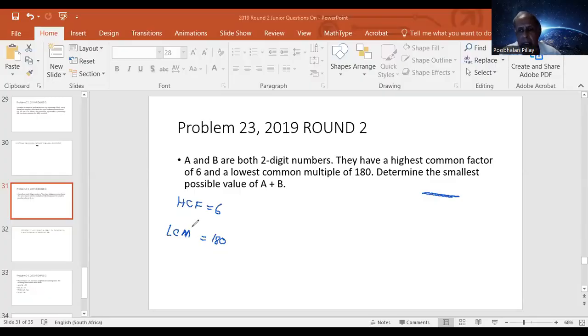But here we have only two numbers. And the HCF is given as 6, and the LCM is 180. So the numbers themselves are A and B, and you're asked to calculate the smallest possible value for A plus B. So this is quite a challenging problem.